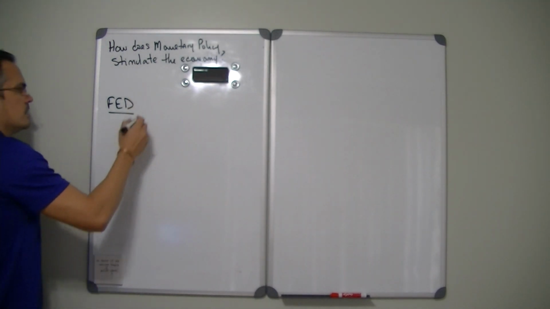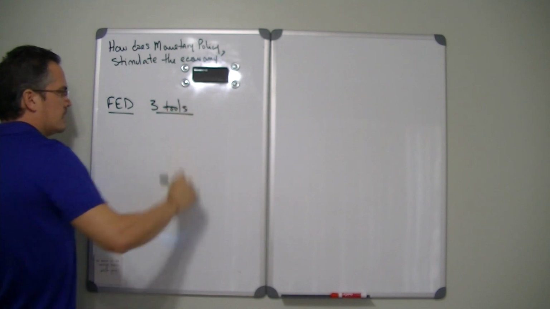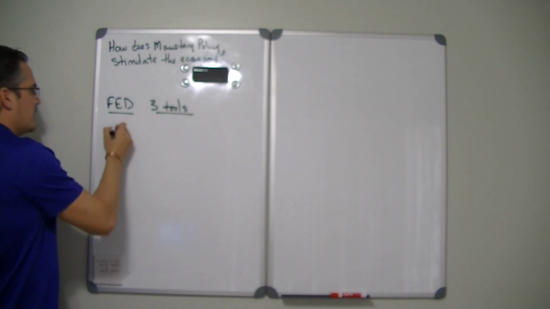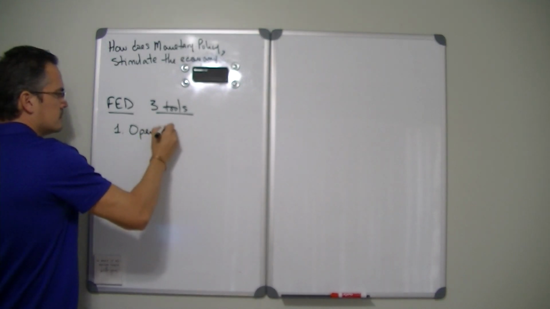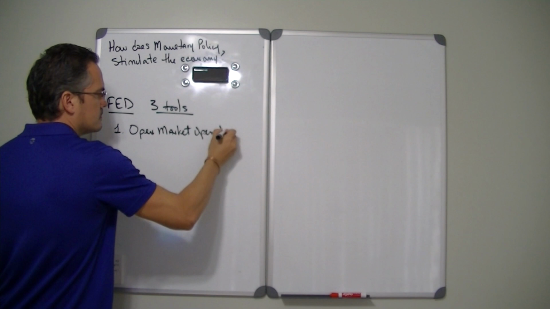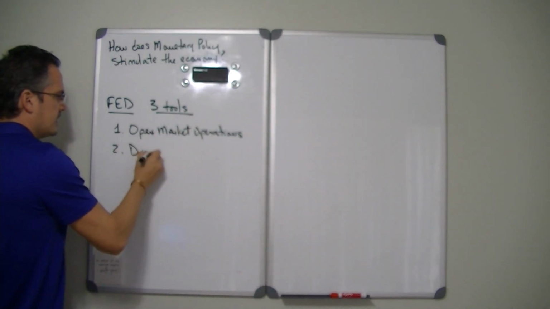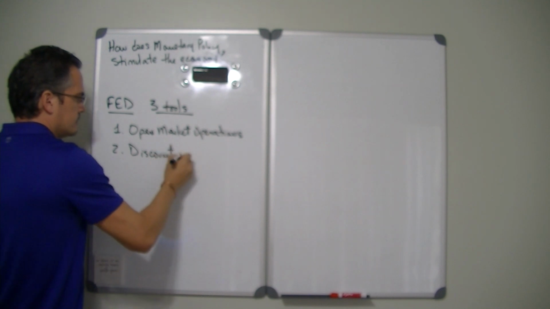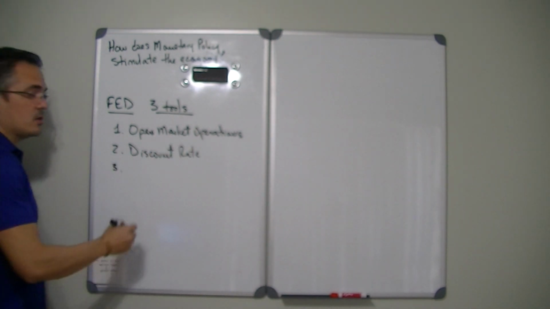Now, they use three tools of monetary policy. The three basic tools of monetary policy are: one, open market operations; two, they can change something called the discount rate; or three, they can change something called the reserve ratio.